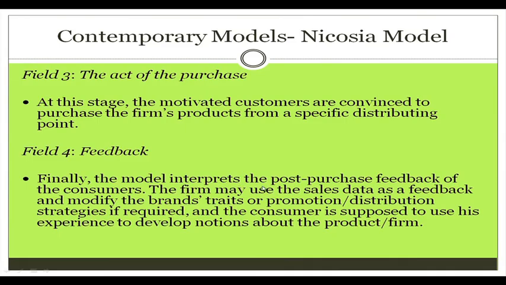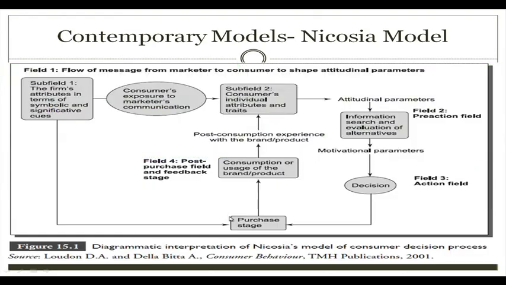In this feedback loop, finally the model interprets the post-purchase feedback of the customer. The firm may use the sales data as the feedback and modify the brand's traits and promotional or distribution strategy if required, and the consumer is supposed to use his experience to develop notions about the firm. Suppose I have bought Tanishq jewelry and I feel that everybody is appreciating me after wearing this, and the way it looked in the promotion and in the catalog, the polish and all is lasting for a long time. So, I will have a good post-purchase experience and form a positive attitude about the brand Tanishq.